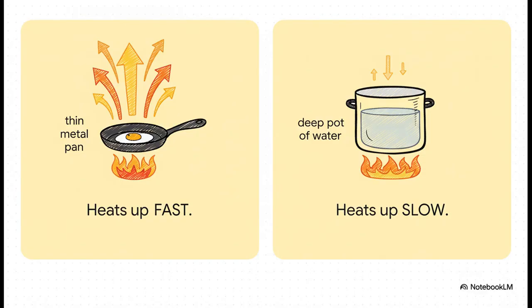Here's a super simple way to think about it. The land is kind of like a thin metal pan on a stove. It heats up really fast, and it cools down just as quickly. The sea, on the other hand, is more like a huge, deep pot of water. It takes forever to warm up, but once it's warm, it holds that heat for a long time. And that simple difference, well, that's the engine for literally everything we're about to see.